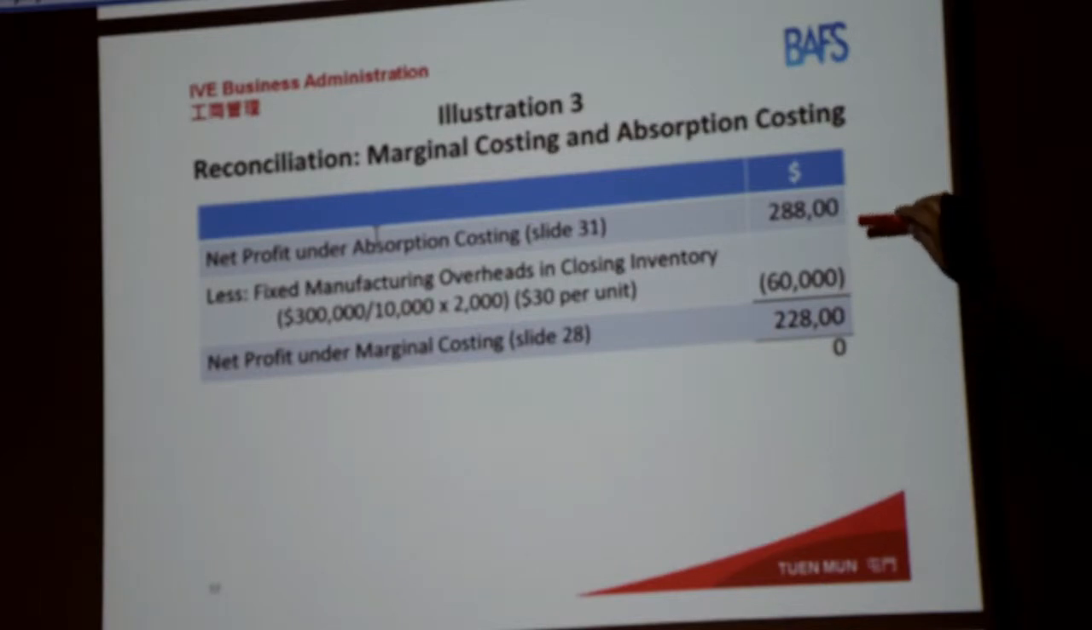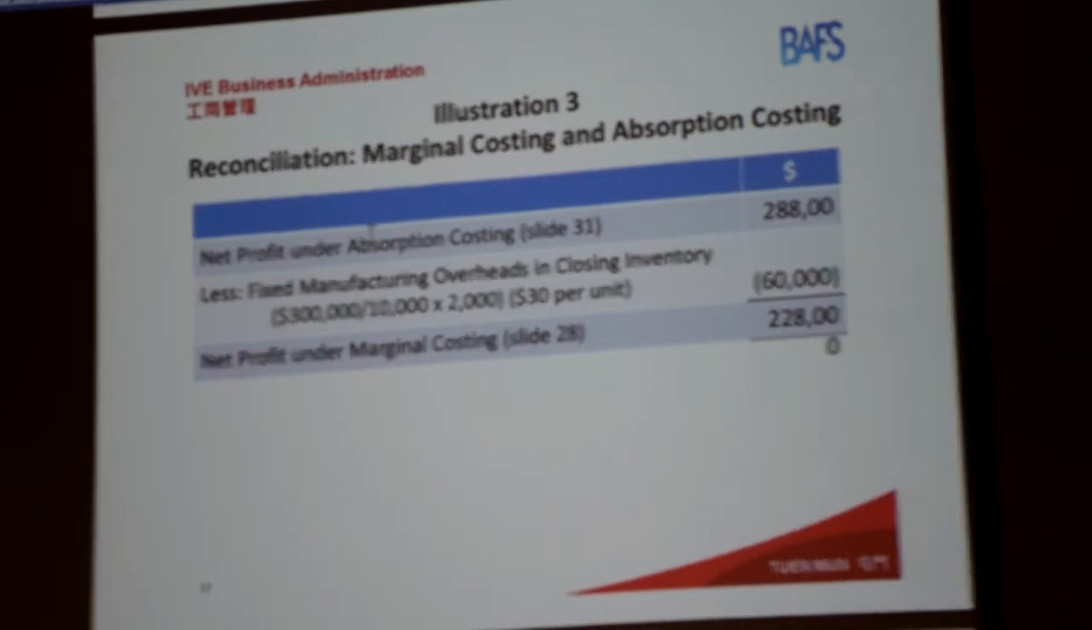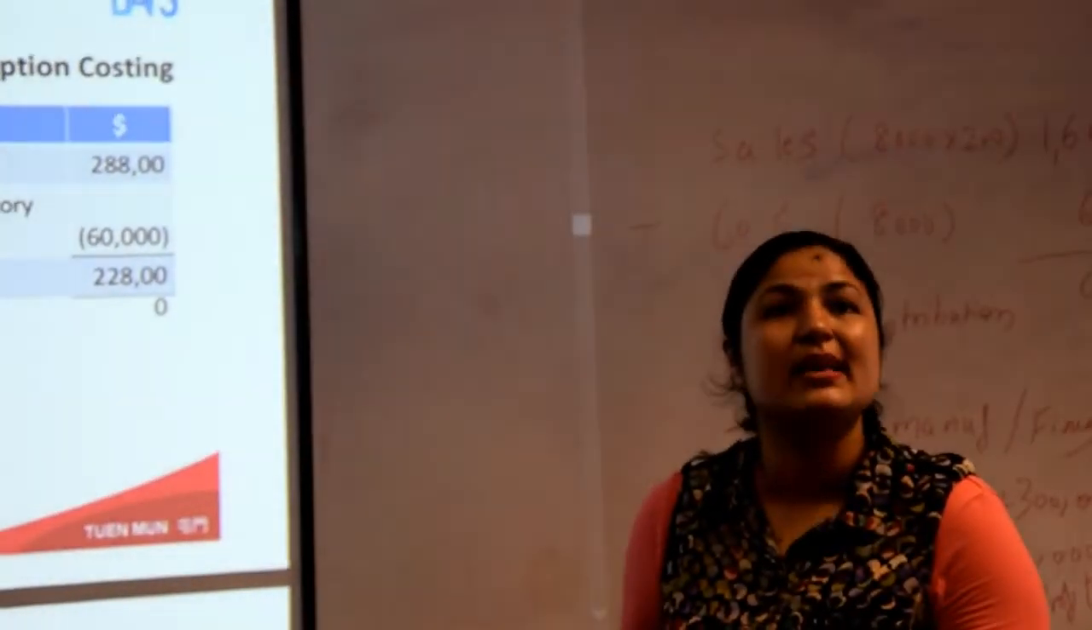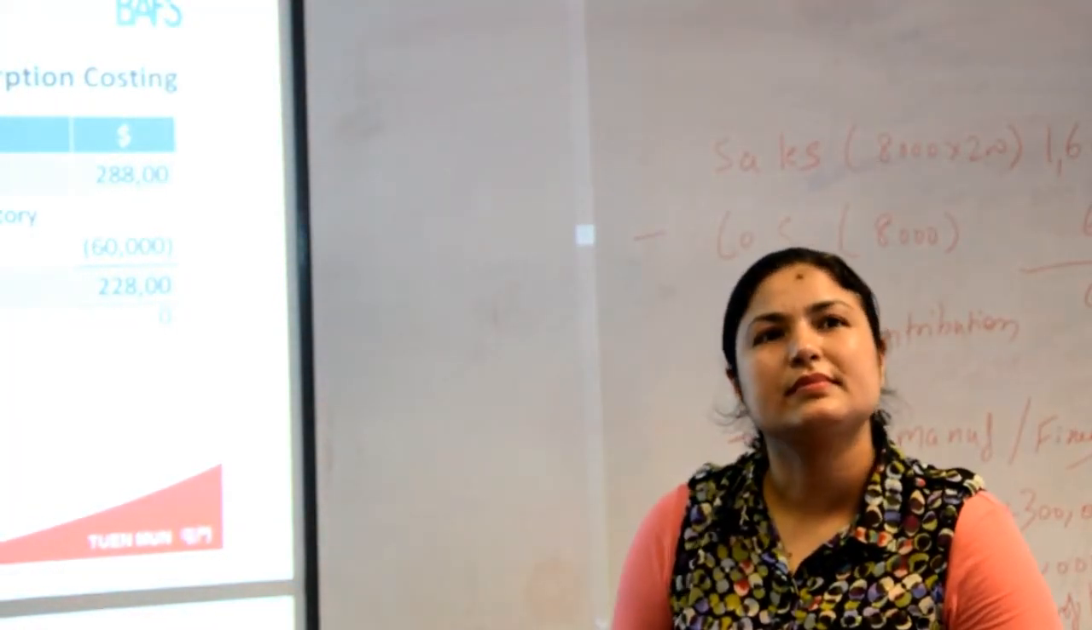We said this is the higher profit. You take out the fixed manufacturing overhead portion of closing stock, which is 2,000 units, and it gives you the profit under marginal costing. And that's the reconciliation. So it still comes to the same anyway. Absolutely. We are just telling them why there is a difference. So reconciliation is basically finding and analyzing the difference, why there is a difference, and where that difference has come from.